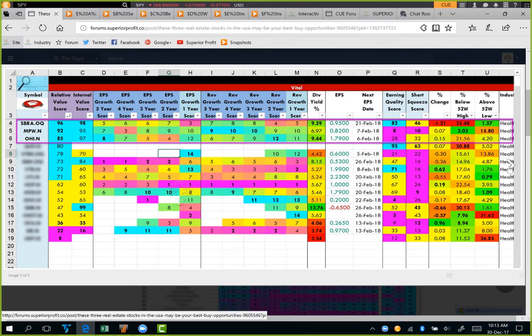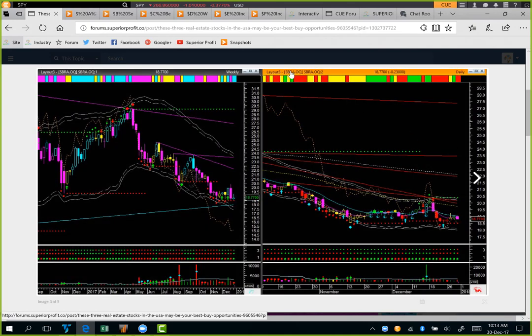So we could look at the technical charts as the final step to locate low risk buy points. Here we are looking at SBRA, one of the three stocks. In the weekly chart, it is still dropping.